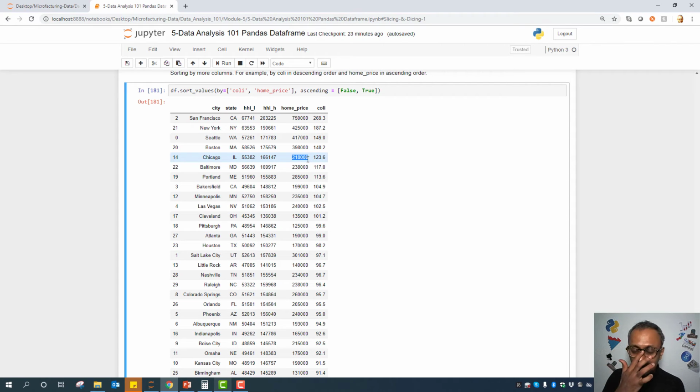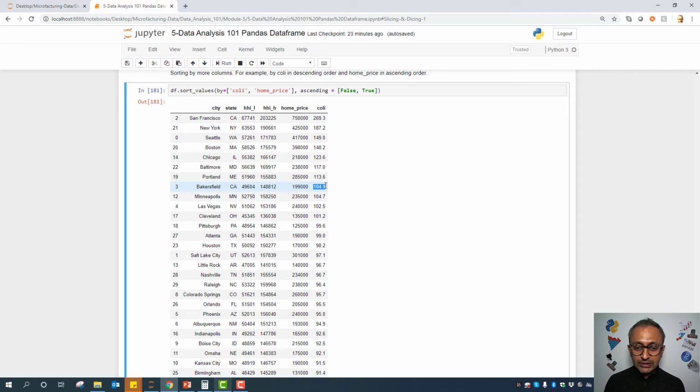Okay, so how would we find out? This is the way you would find out that are there cities where the cost of living is high but the home price is low. Okay, this is one instance, and you will find another instance here. So Bakersfield, the home price is low but the cost of living is high. Okay, compared to the next one, right? So the cost of living is higher than Minneapolis.